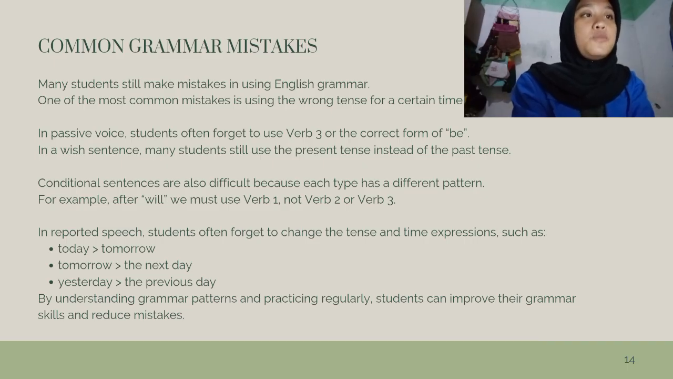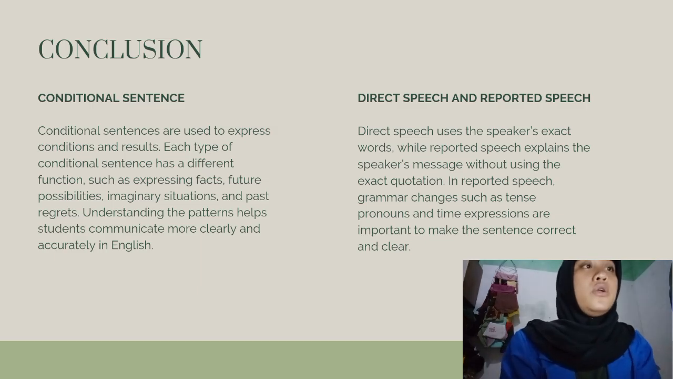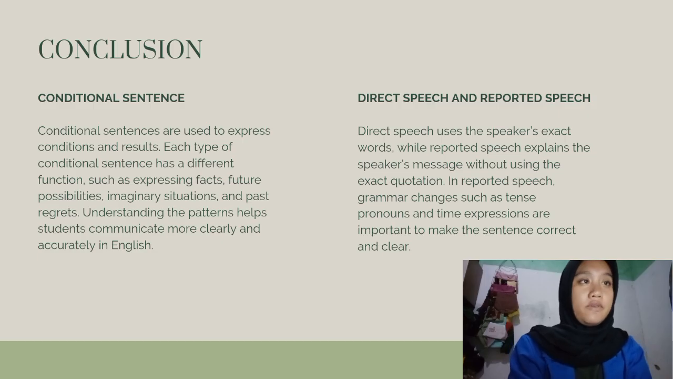By understanding the patterns and practicing regularly, we can improve our grammar skills and reduce mistakes. In conclusion, conditional sentences are used to express condition and result. Each type has a different function, from expressing facts, future possibilities, and imaginary situations to past regret. Understanding the patterns helps us communicate more clearly and accurately in English.